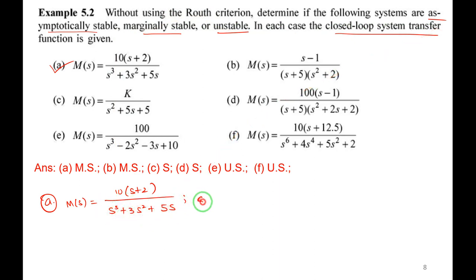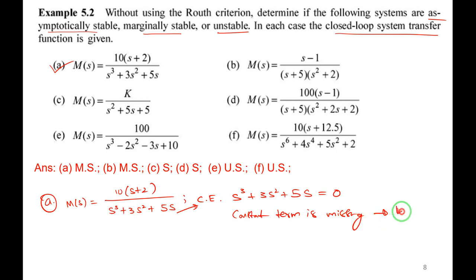So I will write the characteristic equation, CE. Characteristic equation means observe the denominator, right? That is S cube plus 3S square plus 5S equal to 0. You can equate it to 0. Observe all the powers of S, S cube, S square, S. The constant term is missing, so the given system is unstable.